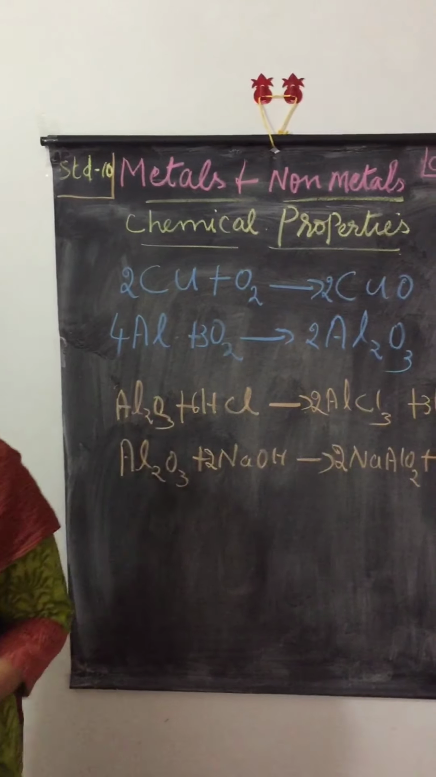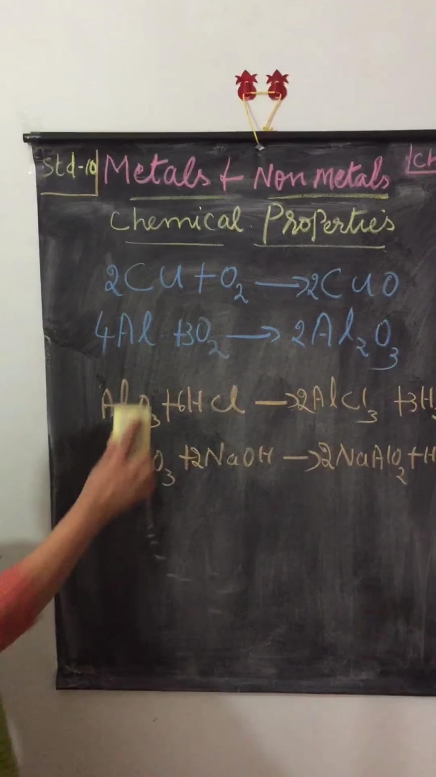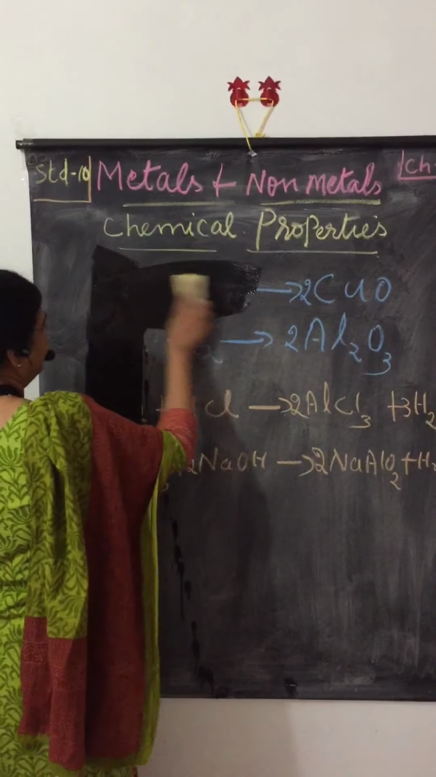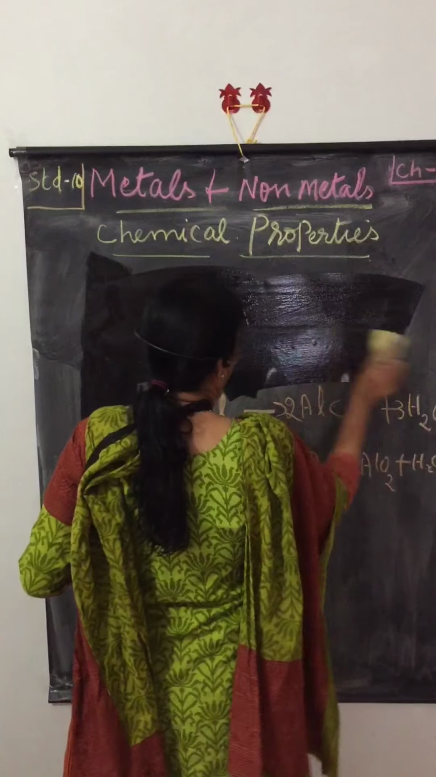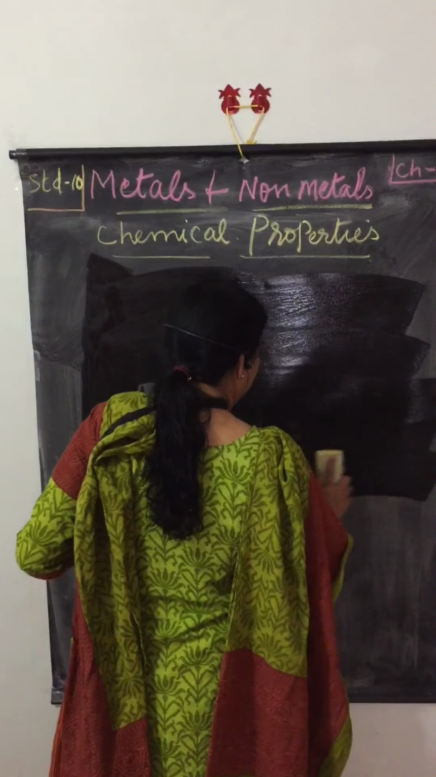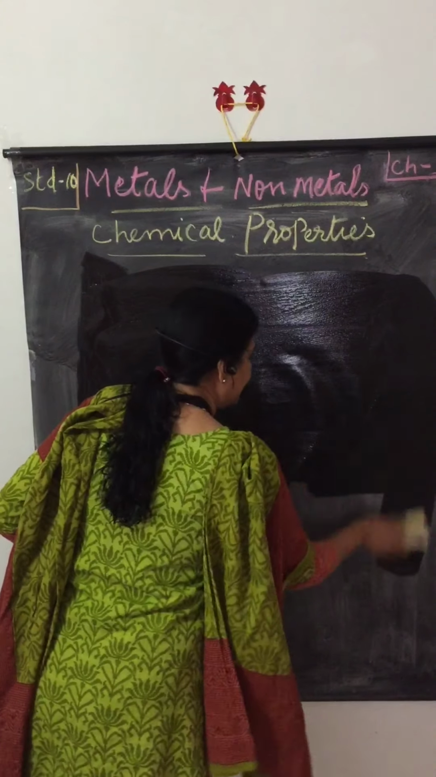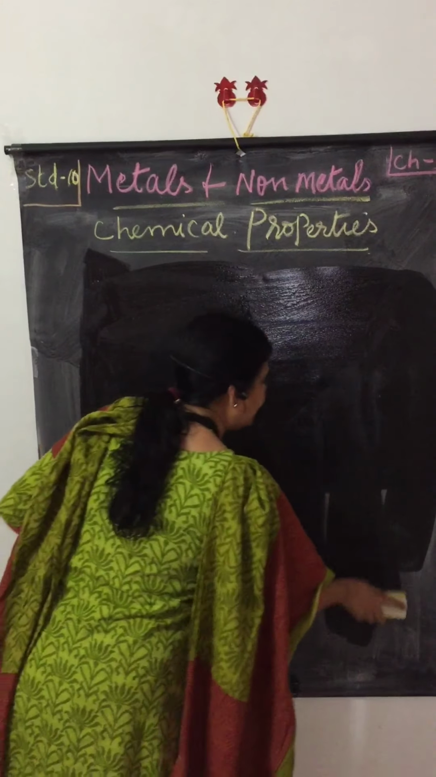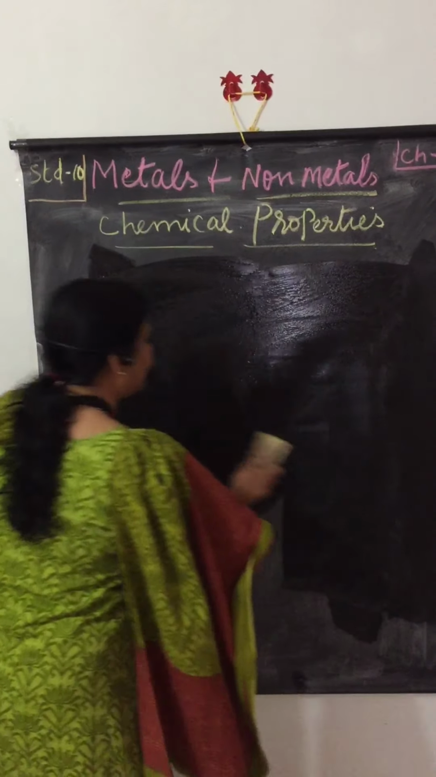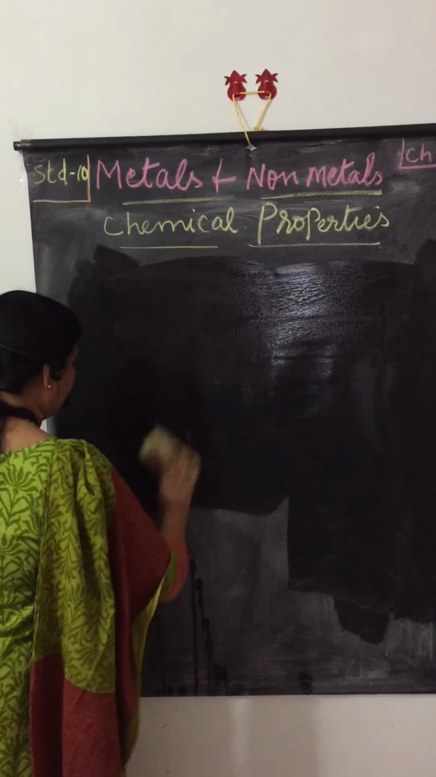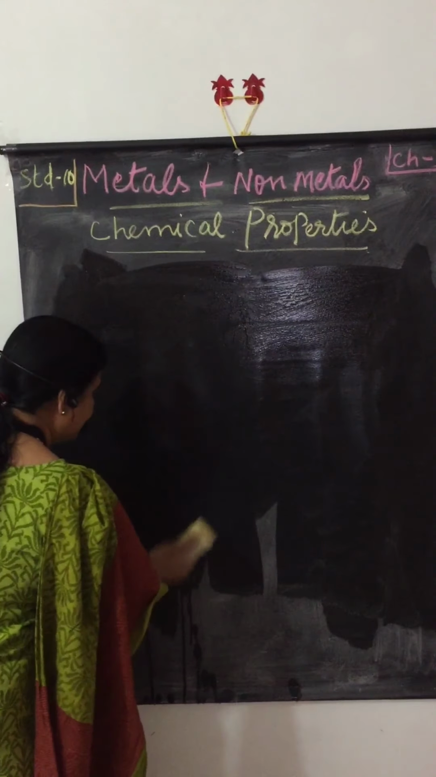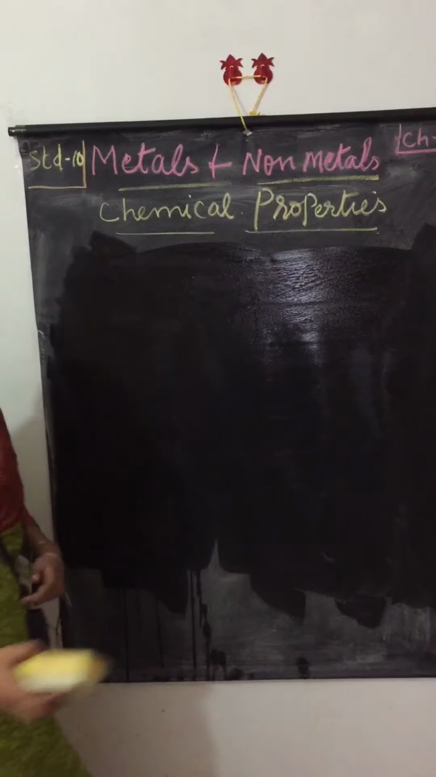Now let us discuss what happens when these metals react with water. Once a metal reacts with water, hydrogen gas is evolved. Now let us discuss how the metal reacts with water.